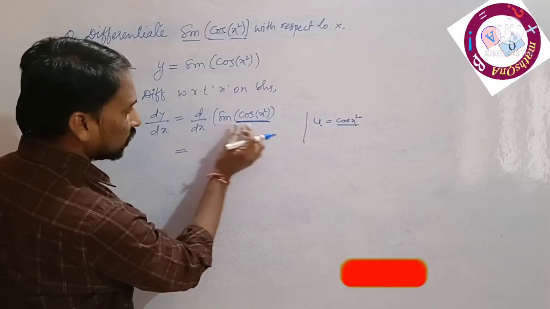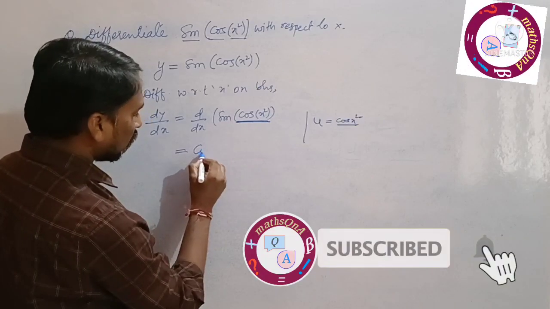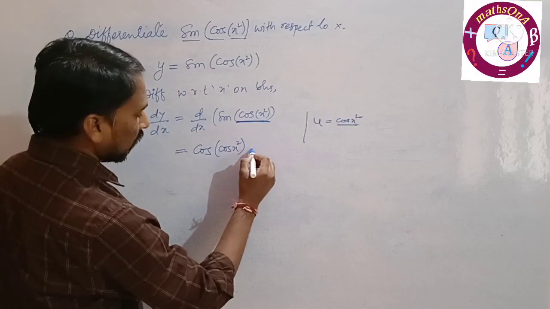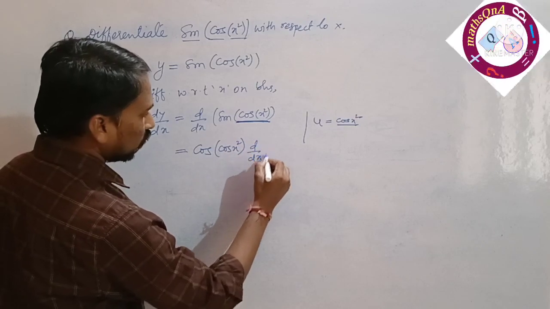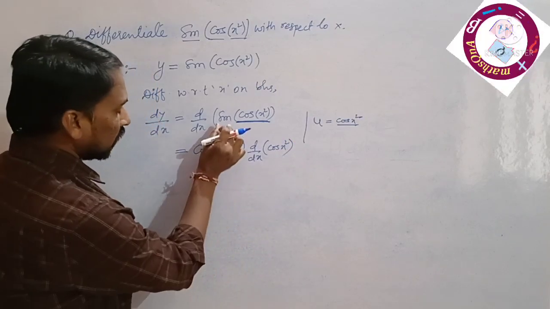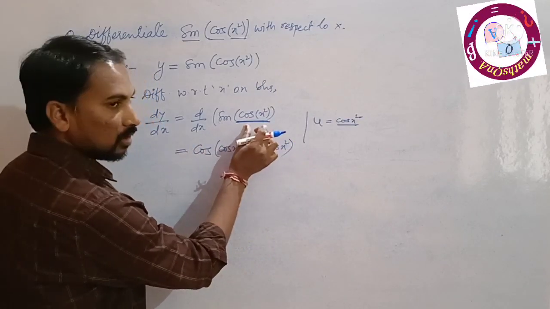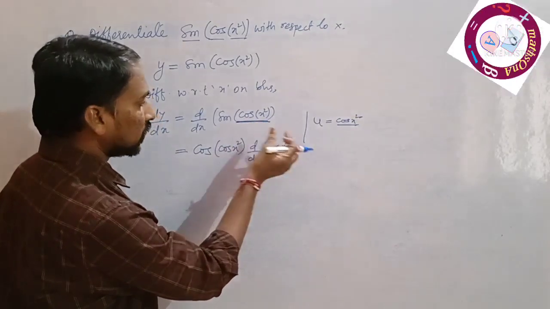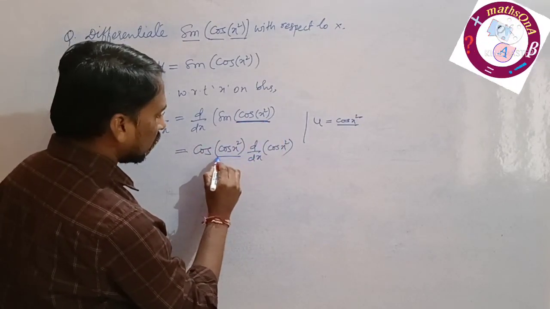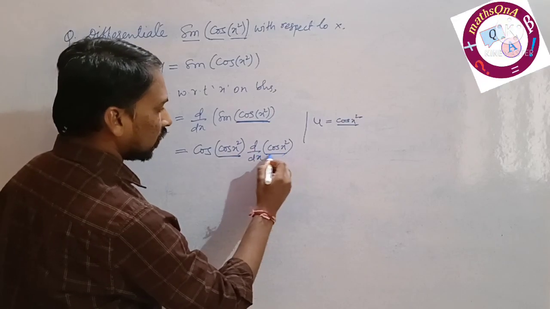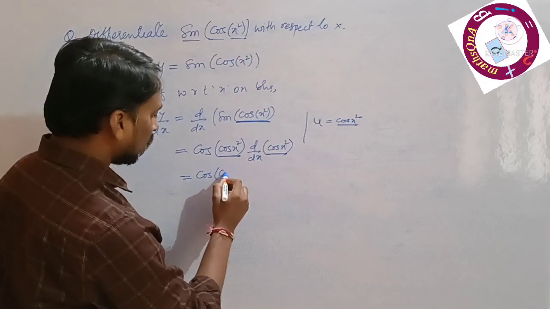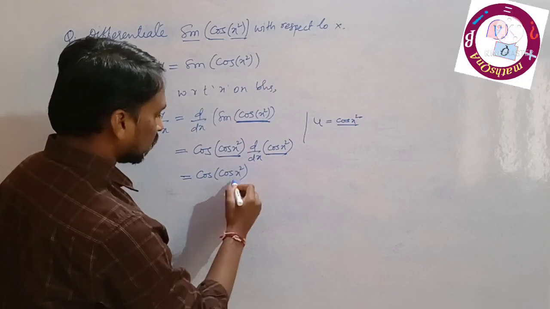Okay, so derivative of sine u is cos u. U means what? Cos x square. Again derivative of u. Derivative of sine angle is cos angle, again derivative of angle. Okay, so this is equal to cos of cos x square, times derivative of cos x square.